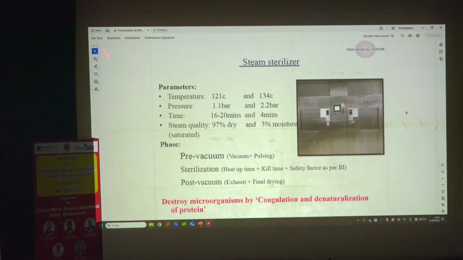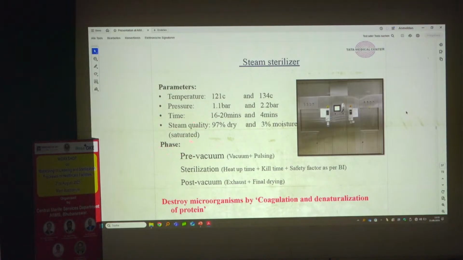In the steam sterilizer, we are maintaining two types of temperature, 121 and 134. The pressure at 121 is 1.1 bar, and at 134 it is 2.2 bar. Time is 16 to 20 minutes at 121, and 4 minutes at 134. It is saturated steam, where 97 and 3 is the best steam quality. If it is increased to dry steam, 98 is okay, but below 90 it is actually wet steam.